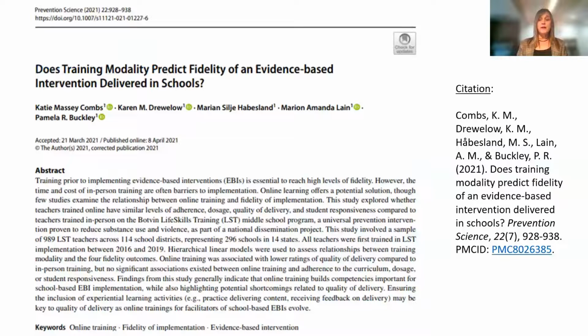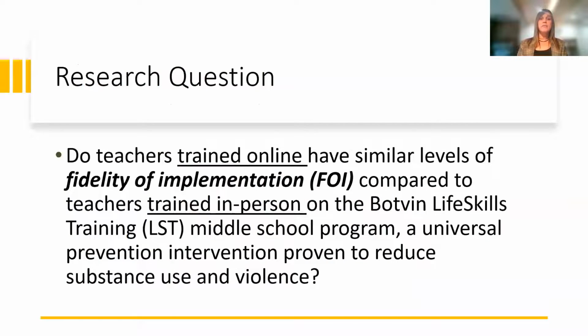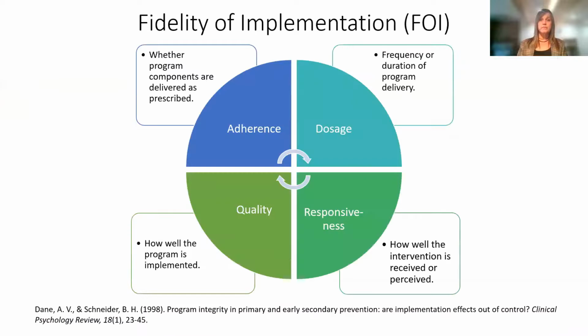And briefly, I'm going to now end with a study of an example of how different online versions of a training may or may not impact program outcomes. This is a study conducted by Combs and colleagues in 2021 about the Life Skills Training Program, which is a Model Plus program on the Blueprints Registry. And the question was whether teachers trained online had similar levels of fidelity of implementation compared to teachers trained in person for the LST middle school program, where in person was the typical way of training.